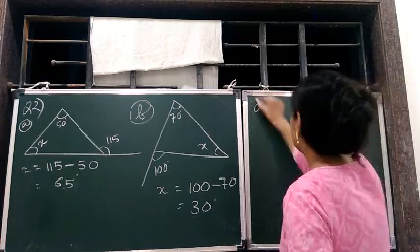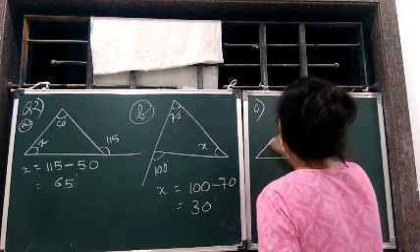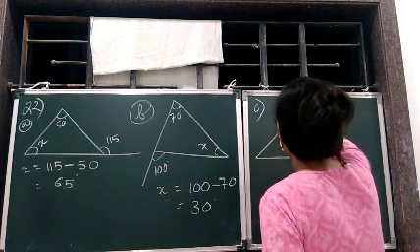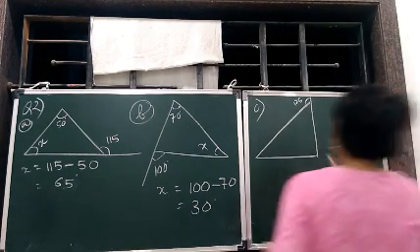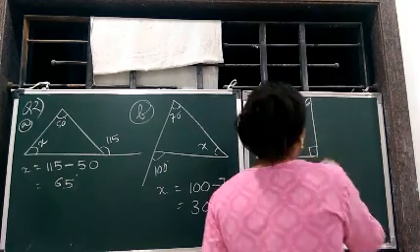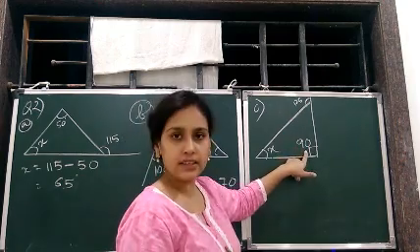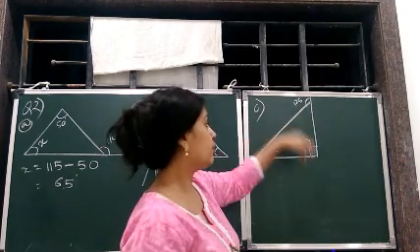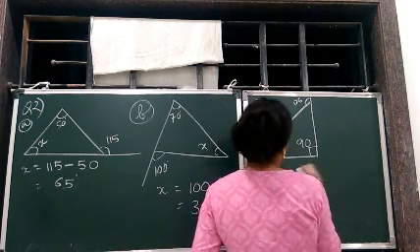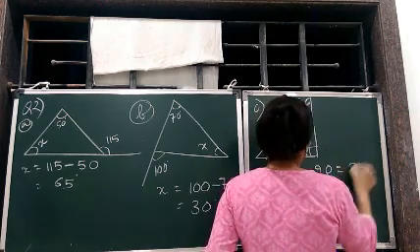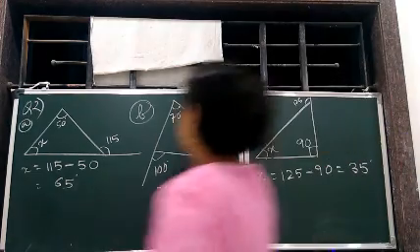Then comes C. This is 125. थोड़ा छोटा बन गया है. Please see that it is 125. And this is x, and this is 90. Again you can say this is the exterior angle. So this is the sum of x and 90. If we remove this 90 from 125, we will come to know what x is. So x is equal to 125 minus 90, which is equal to 35 degrees. This completes C. We go to D.